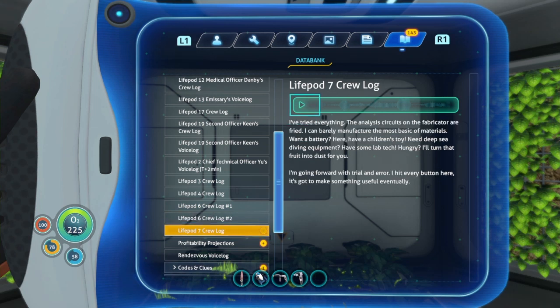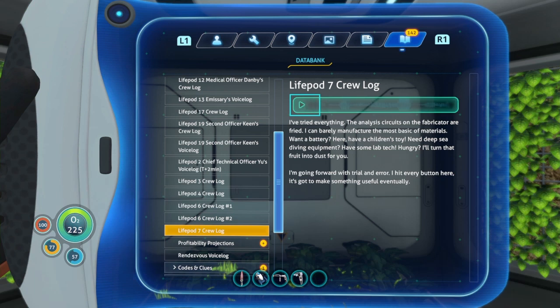Life Pod 7. I've tried everything. The analysis circuits on the fabricator are fried. Can barely manufacture the most basic of materials. Want a battery? Here, have a children's toy. Need deep-sea diving equipment? Have some lab tech. Hungry? I'll turn that fruit into dust for you. I'm going forward with trial and error. I hit every button here, got to make something useful eventually.